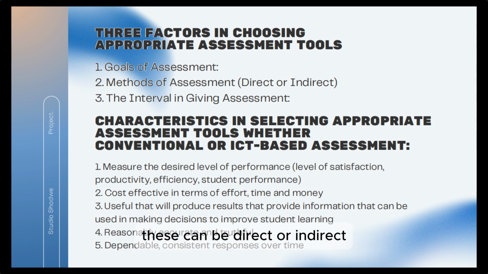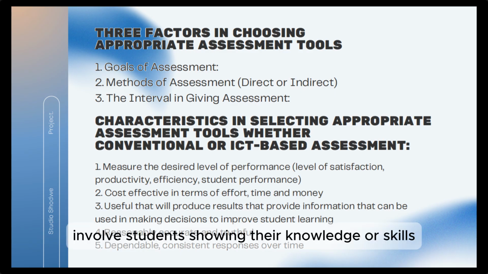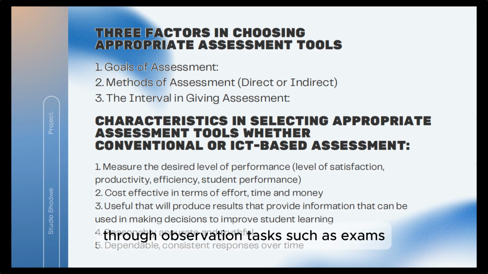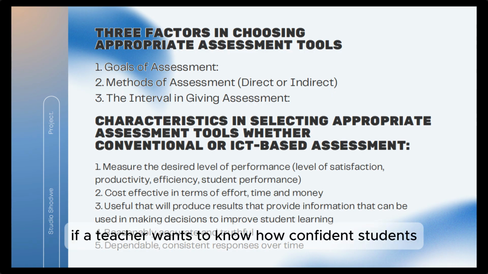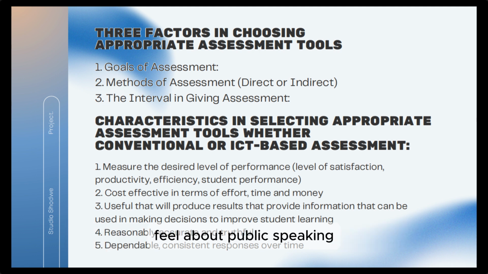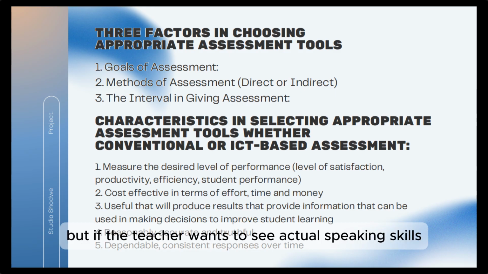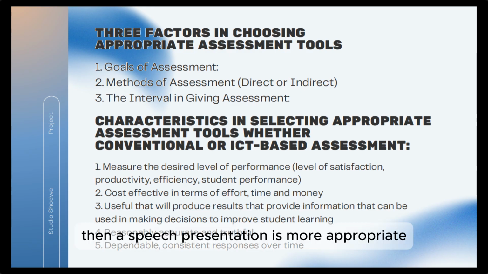And so next is we have the second, methods of assessment. These can be direct or indirect. Direct methods involve students showing their knowledge or skills through observation tasks such as exams, presentations, or laboratory experiments. Indirect methods, on the other hand, gather perceptions or reflections such as through surveys, interviews, or self-assessment. Like for example, if a teacher wants to know how confident students feel about public speaking, a reflection paper or survey may be used. But if the teacher wants to see actual speaking skills, then a speech presentation is more appropriate.